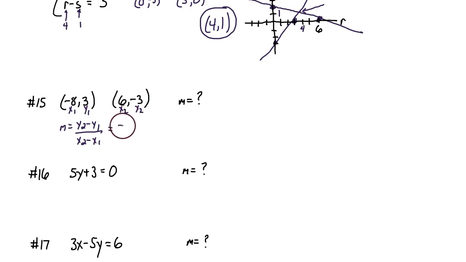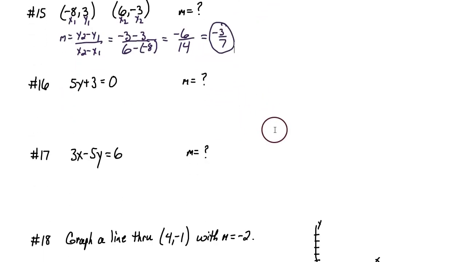So y2 is -3. y1 is 3. x2 is 6. x1 is -8. Now let's simplify. We get -6 on top and 14 on the bottom. This reduces to -3/7. That's our answer for M.